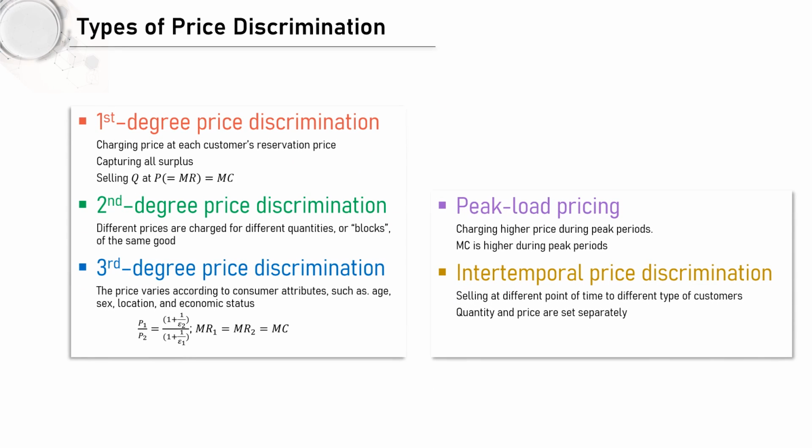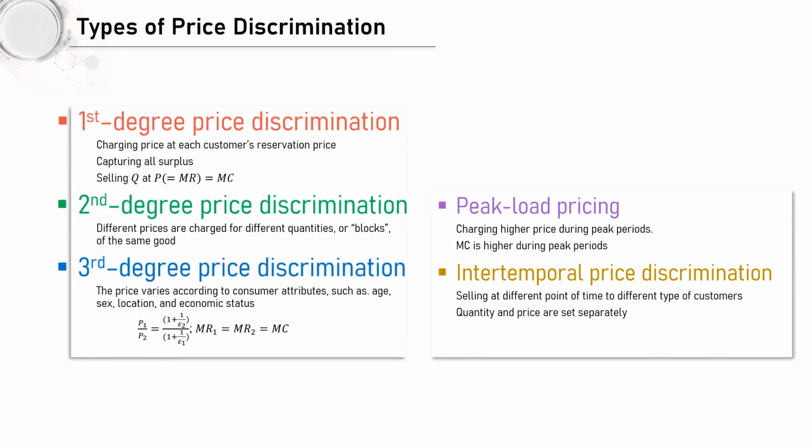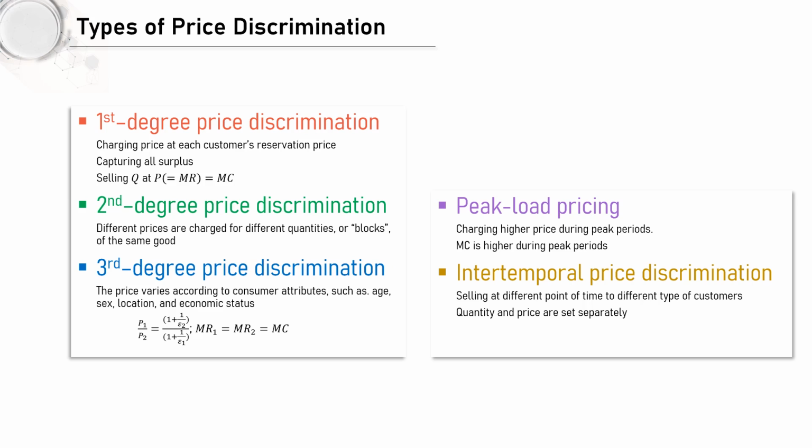Here are types of price discrimination that we will cover. There are the so-called first, second, and third degree price discrimination that will be explained immediately. There is also peak load pricing, which many people think of as one of the examples of the second degree price discrimination. And the last one is intertemporal price discrimination, which looks similar to the third degree price discrimination.